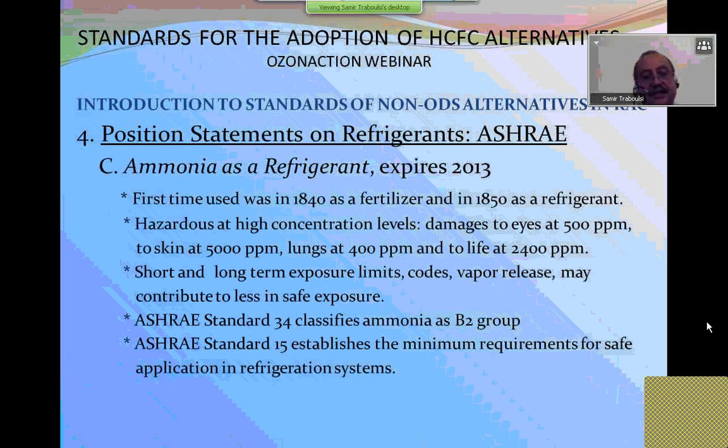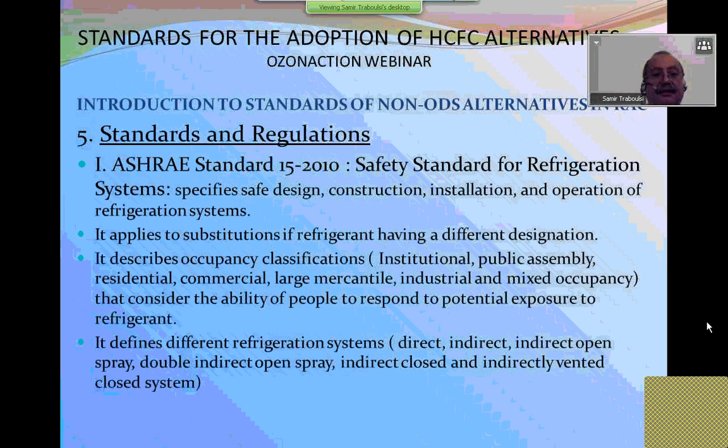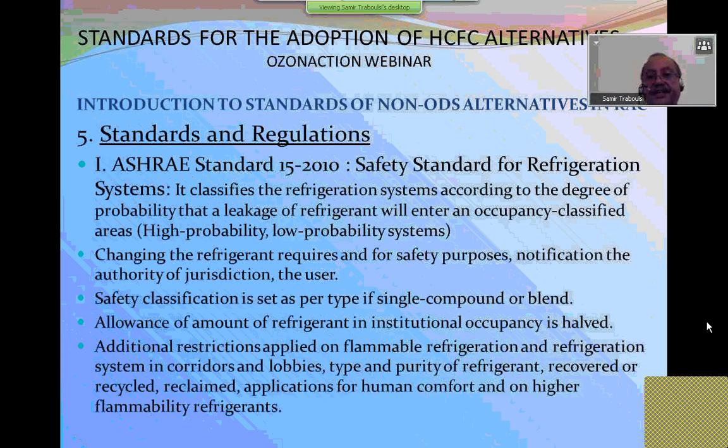Apart from these position statements, we have two standards. One is standard 15 and one is 34. Standard 15 talks about the safety standard for refrigeration systems. It applies to the design, installation and operation of any refrigeration site. It defines various systems, engineering refrigeration systems, according to probability of leak. It states what sort of safety requirements and classification apply. It will have certain restrictions on the use of certain flammable refrigerants, especially in areas where we have people moving around.